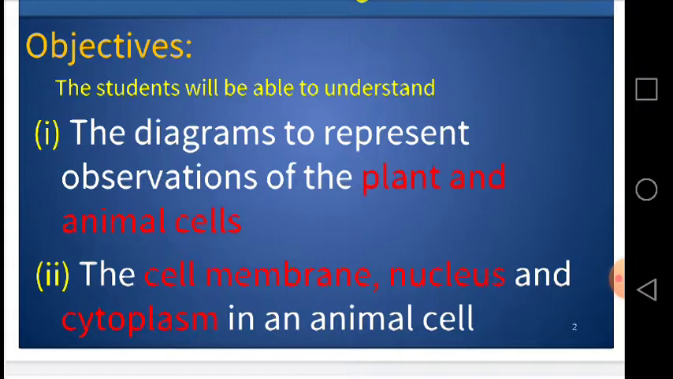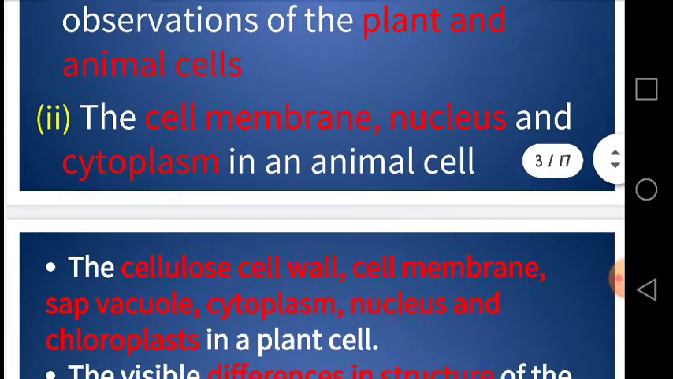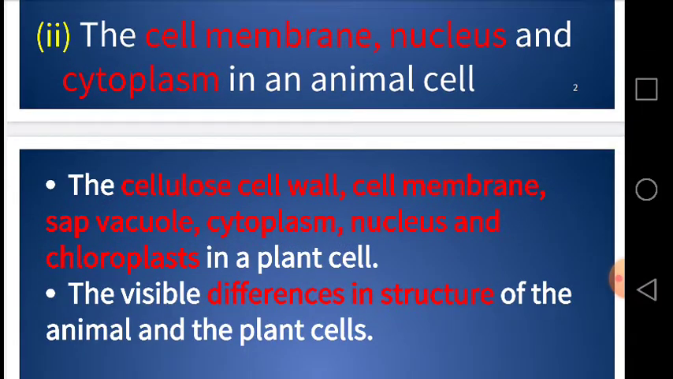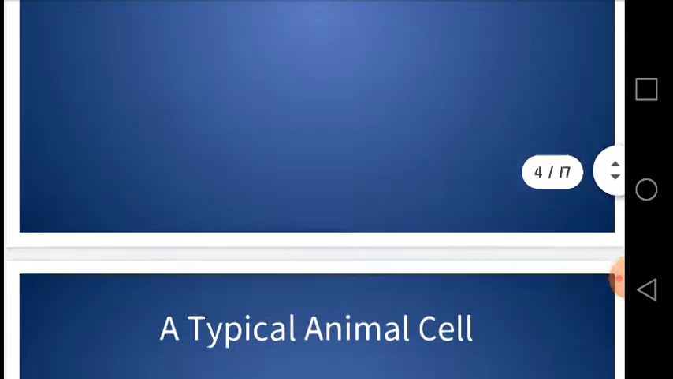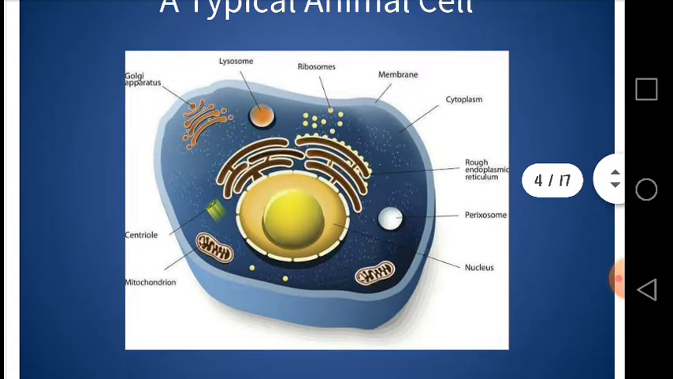in the animal cells. Thirdly, dear students, we will focus on these very important parts of the plant cells like the cellulose cell wall, cell membrane, sap vacuole, cytoplasm, nucleus and the chloroplast. And fourthly, we will try to understand the differences in the structure of the animal and the plant cells, which are very visible and which make them different from each other. So dear students, are you ready? So we are going to focus with the typical diagram of the animal cells.